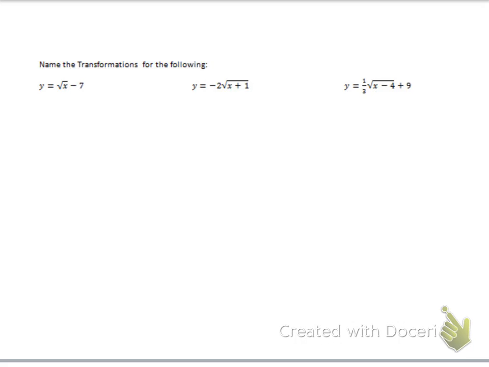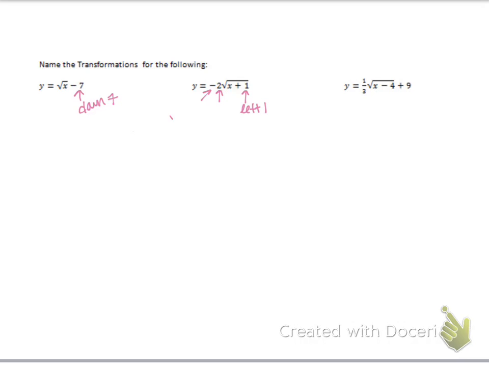Okay, so describe the transformations. Remember, when it sits on the outside, it's up or down. Minus means down 7. Okay, inside means left or right. It's the opposite of what you think, so this one's actually left 1. The 2 and the negative are separate things.